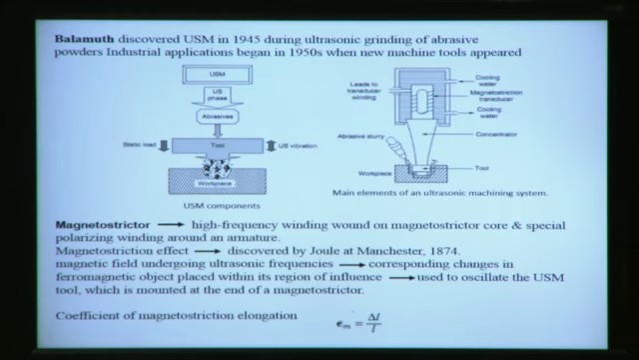In the magnetic type transducer, when you keep some ferromagnetic material under a varying magnetic field, there is a change in length. This change in length is del L, and the total length of the magnetic coil is L. So the coefficient of magnetic elongation is del L by L. It was discovered by Joule at Manchester in 1878.